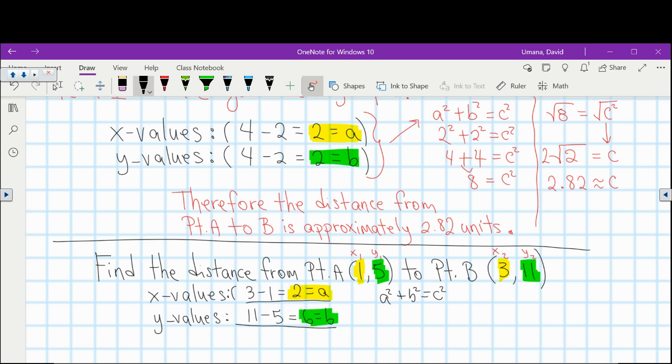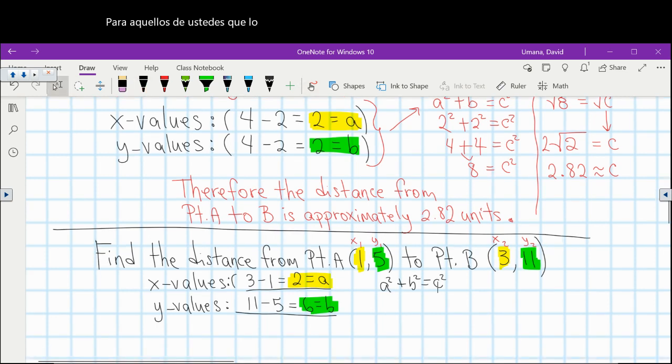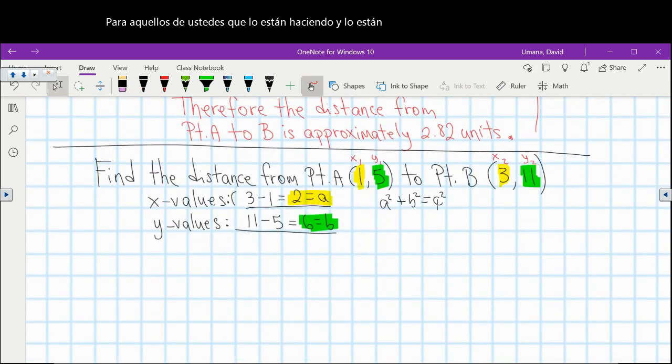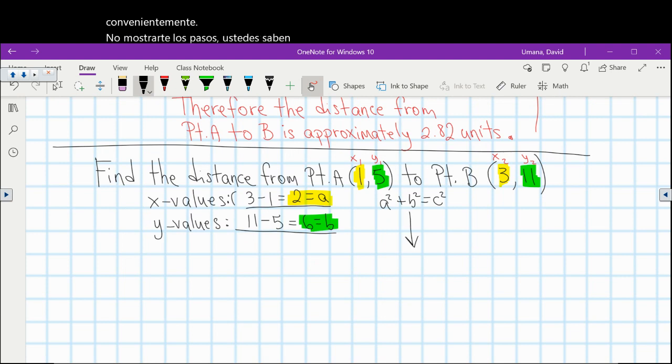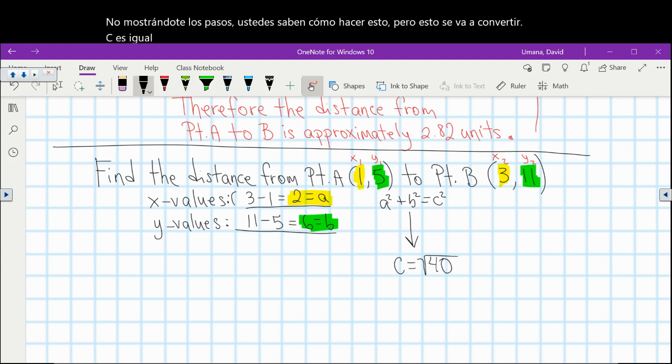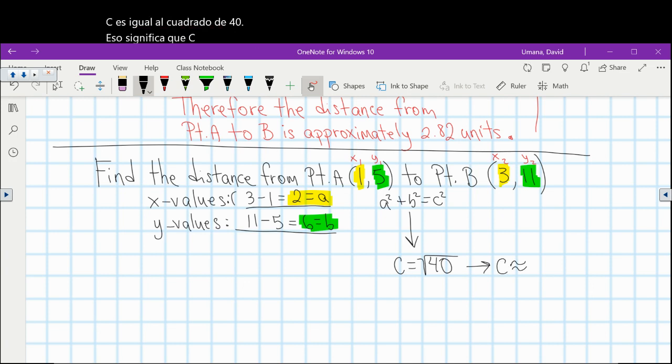For those of you who are doing it and you are doing it well, you are going to end up with, conveniently, not showing you the steps. You guys know how to do this, but this is going to turn into C is equal to the square root of 40. That means C is going to be approximately 6.32. Sorry, misunderstood. So 6.32.